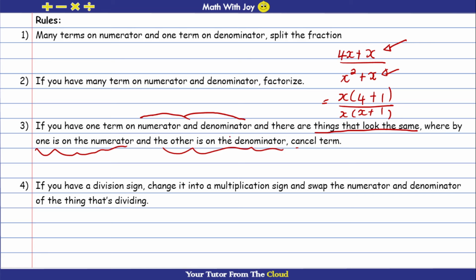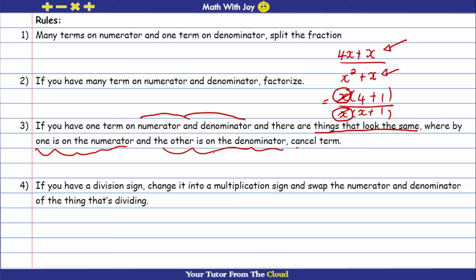Now this rule number 3 says that if you have one term, and there are things that look alike, so one of them is in the numerator and the other one is in the denominator, you can just cancel them because they look the same. There's an x here and there's an x here. One is numerator, one is denominator. Cancel those.